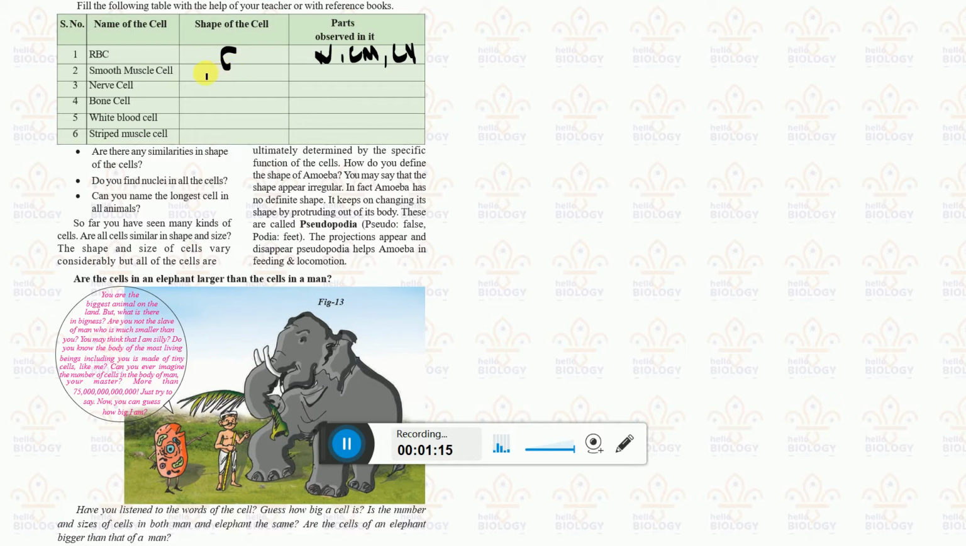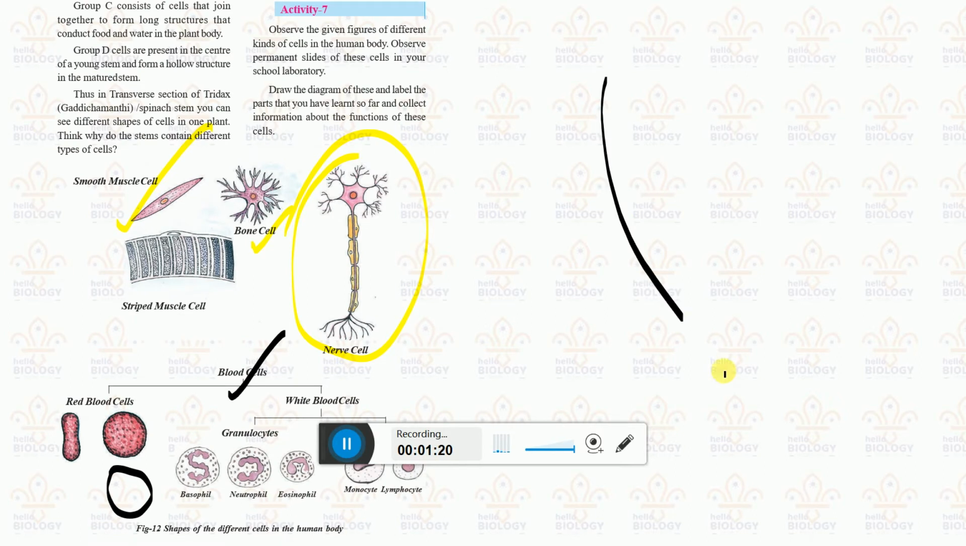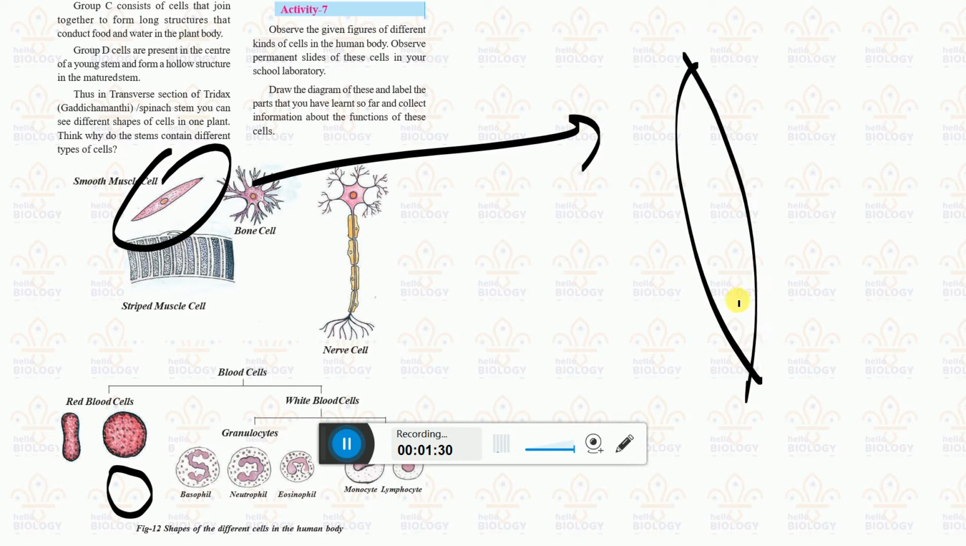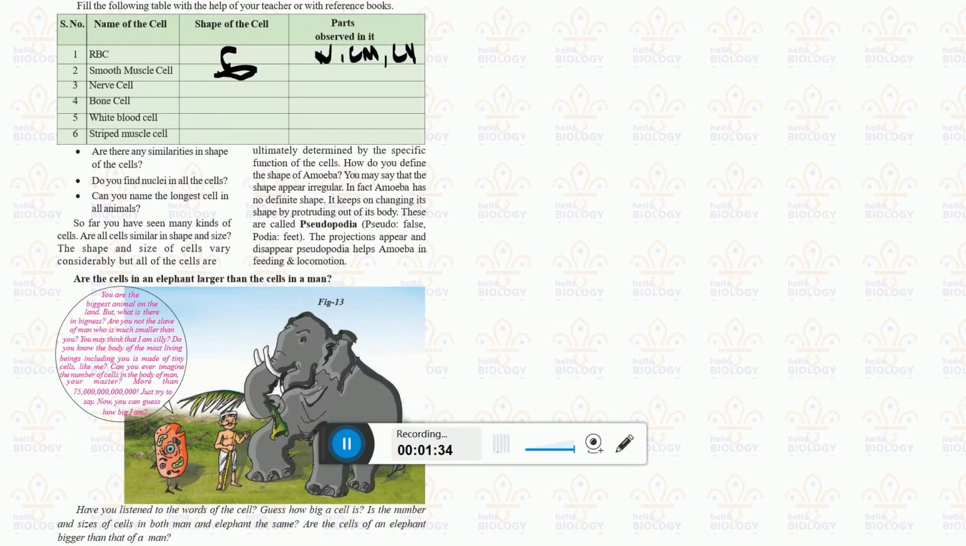And smooth muscle cell. It is spindle shaped. Spindle shaped means like this. Spindle shape, can you see? Spindle like this. And it consists of what? In case of this smooth muscle cell, it consists of a nucleus, cytoplasm, and cell membrane. Three parts are there. Same like that you need to write here. And spindle shape it is.